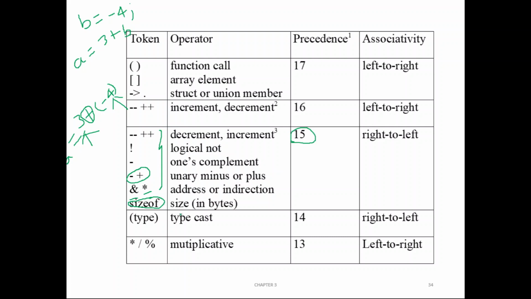And next then comes the typecasting. In typecasting, we convert one data type to another data type. Even with malloc, we used to write like this: int star then malloc. So what is that? That's a typecasting. You are converting it to an integer pointer. So typecasting has the next highest priority of 14, and if an expression contains more than one typecasting, then that will execute from right to left.